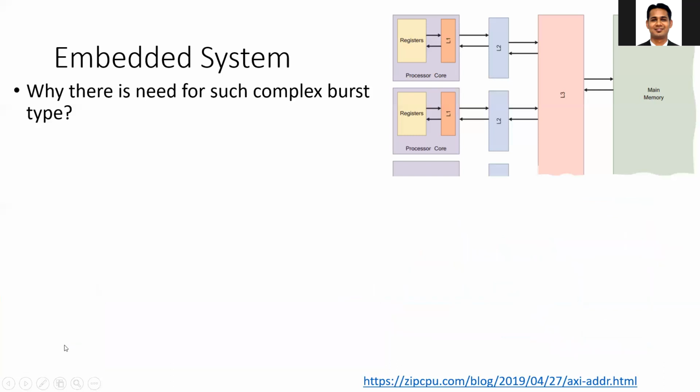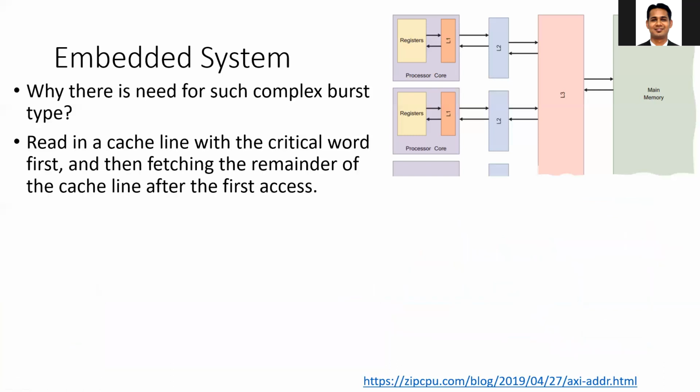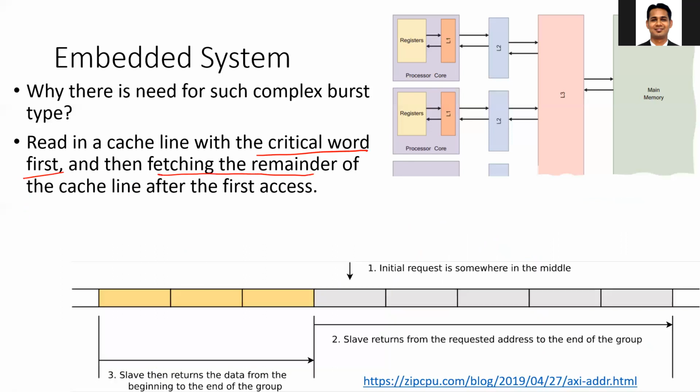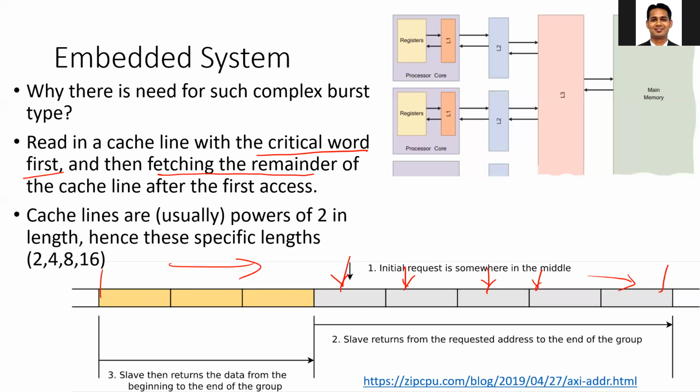Okay, so this is where the WRAP feature in the AXI is important. It reads in a cache line with the critical word first. So whatever data is required by the processor on the immediate basis is copied first, then the rest of the data in the cache line is copied. Suppose this is your entire cache line, then the critical data is copied first, and then the rest of the data will be copied in the cache memory. And since the cache size is usually small and a power of 2, the burst length in the WRAP is limited to these values. So that is where this WRAP protocol is useful.